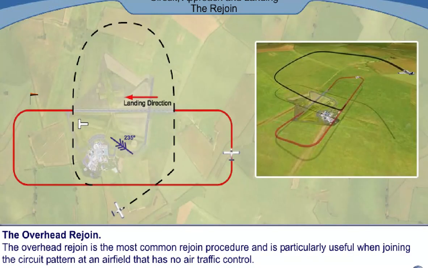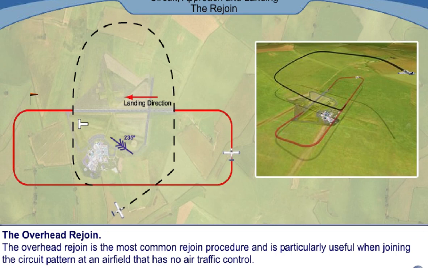The overhead rejoin is the most common rejoin procedure and is particularly useful when joining the circuit pattern at an airfield which has no air traffic control. A typical overhead rejoin is depicted here. It's important to identify the runway in use and direction of the circuit pattern as soon as possible, hence the need to establish early radio communication.